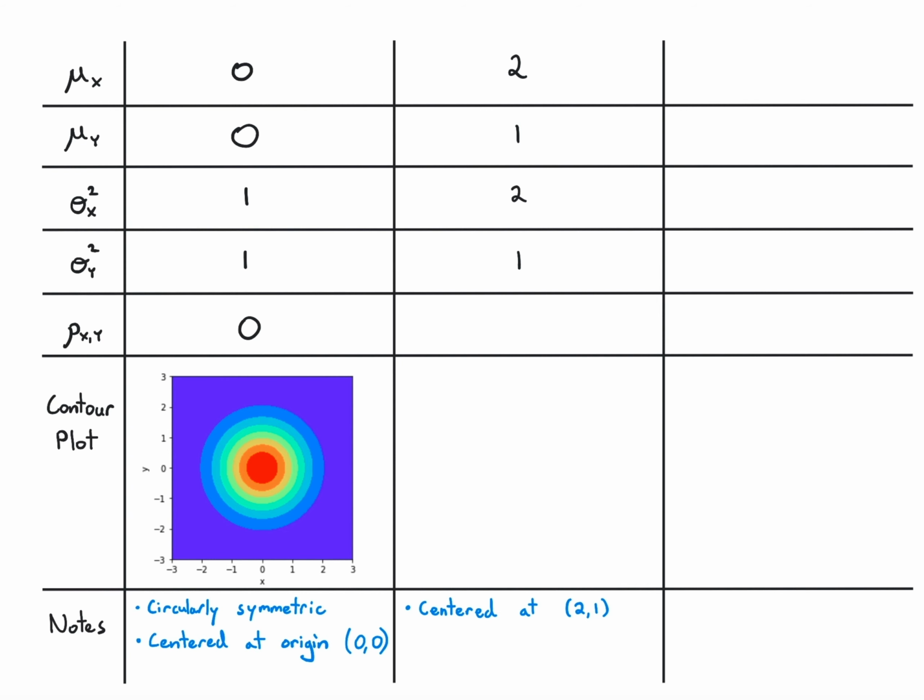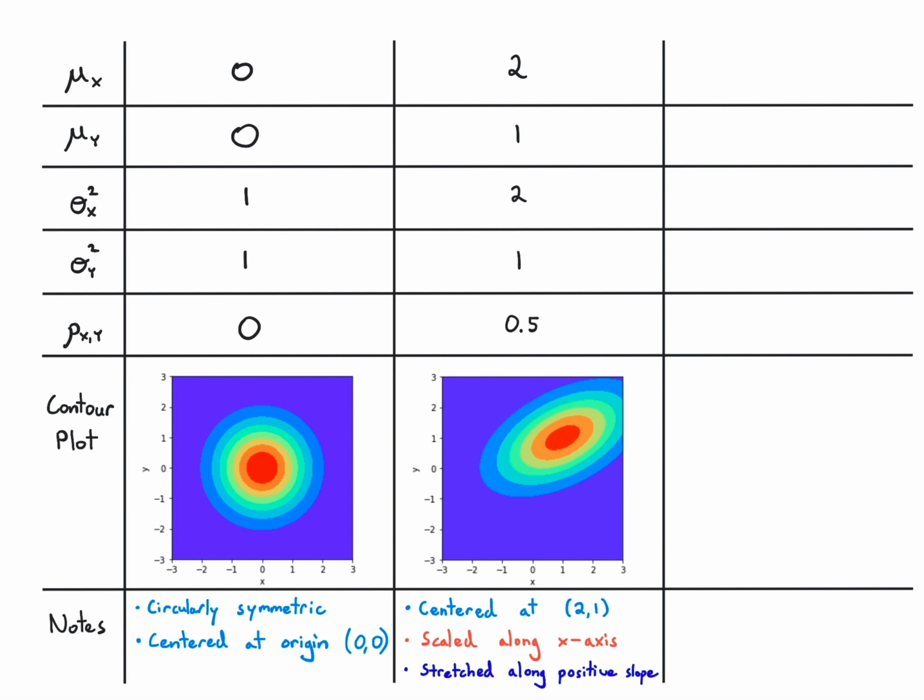So what do I expect the effect of that to be? I expect that the x-axis will get scaled because I've changed it from 1 to 2. Okay, so we're trying to make these predictions before we see the plot. And now I set the correlation coefficient to 0.5. So I expect it to be stretched with some kind of positive slope along some kind of line. And let's see what happens. That's exactly what I get. Okay, so I see something that's centered at 2, 1. It's more scaled along the x-axis than the y, and it's stretched along a line of positive slope.